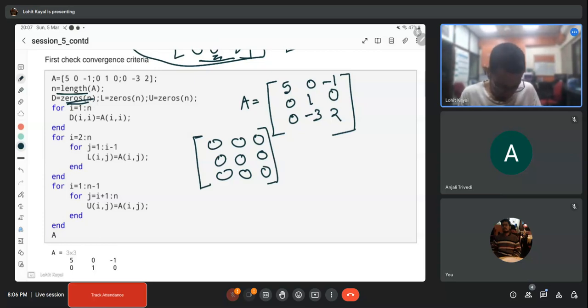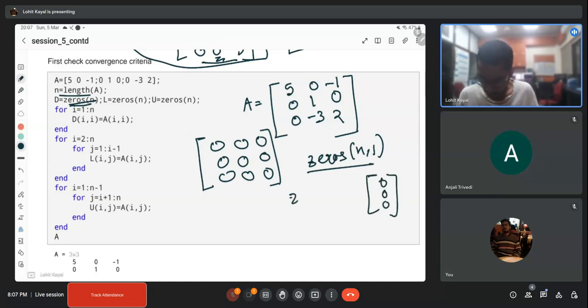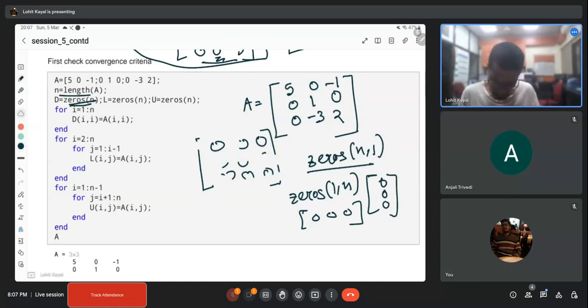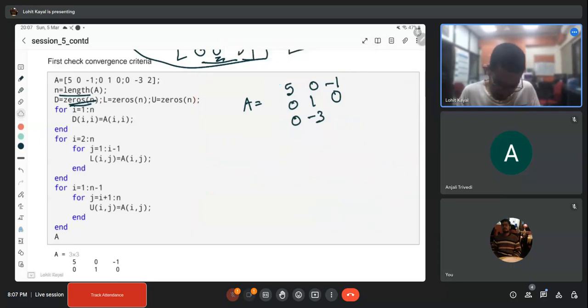Now if you want to write a simple vector, you can write zeros of n comma 1. That means it will give you a column. If you write zeros of 1 comma n, it will give you a row. But let's not go with that, so I am removing this. So this is the meaning of zeros. I have to initialize with something, so I have initialized with zeros. So I needed this one.